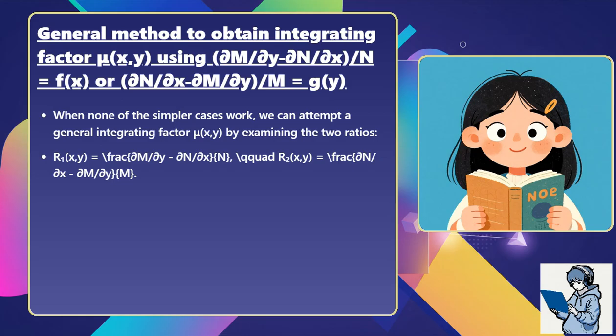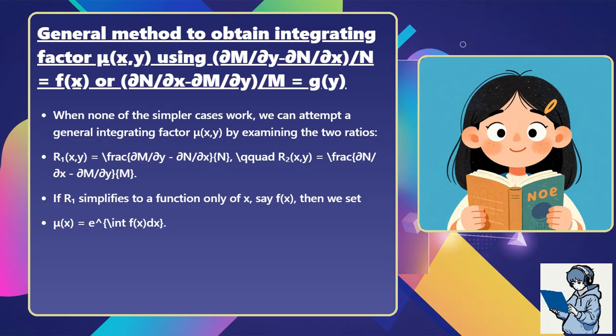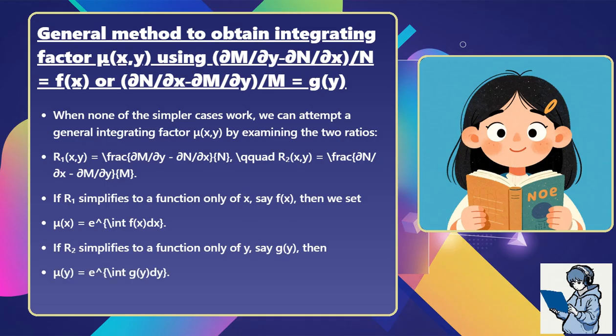R2 of x, y equals the partial of n with respect to x minus the partial of m with respect to y, all over m. If R1 simplifies to a function only of x, say f of x, then we set mu of x equals e to the integral of f of x dx. If R2 simplifies to a function only of y, say g of y, then mu of y equals e to the integral of g of y dy.